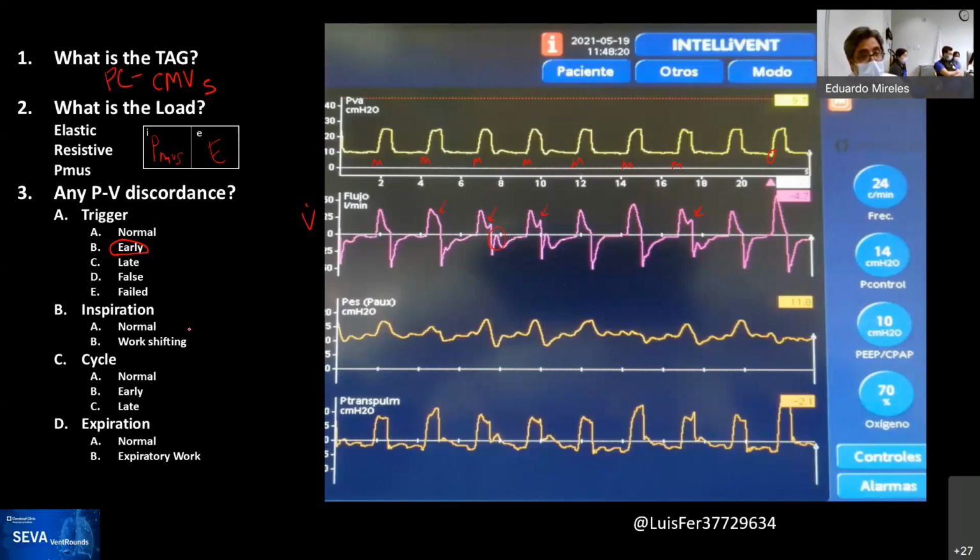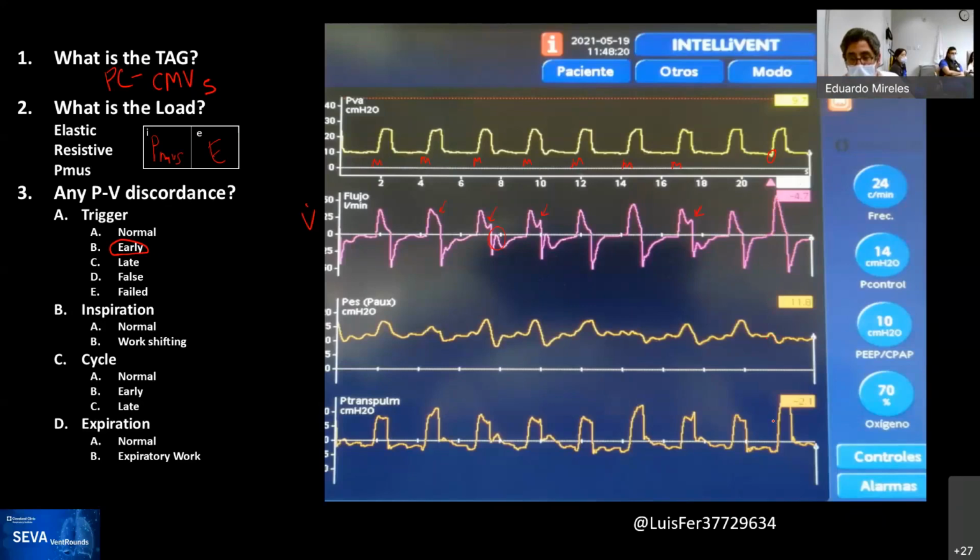There's a good comment here, a question by Ariel. Go back to the last breath. He says, why is the only breath triggered by the patient the one with the smallest esophageal pressure deflection, but the highest transpulmonary pressure? That's a good question. It also has the highest flow, which is surprising.